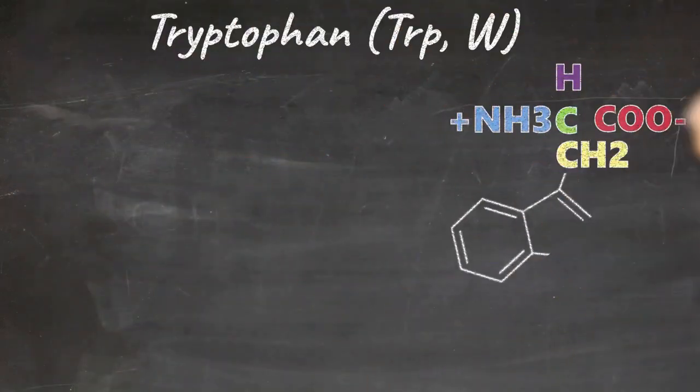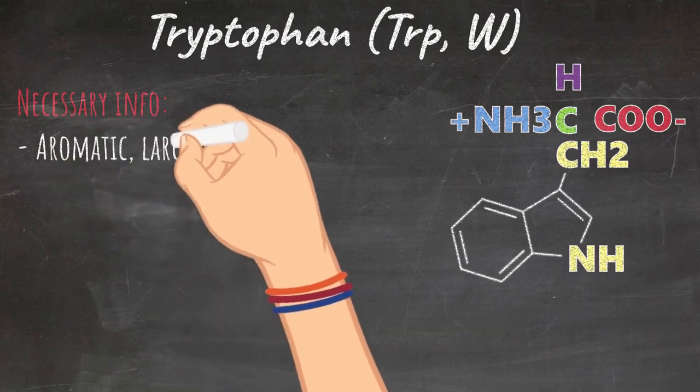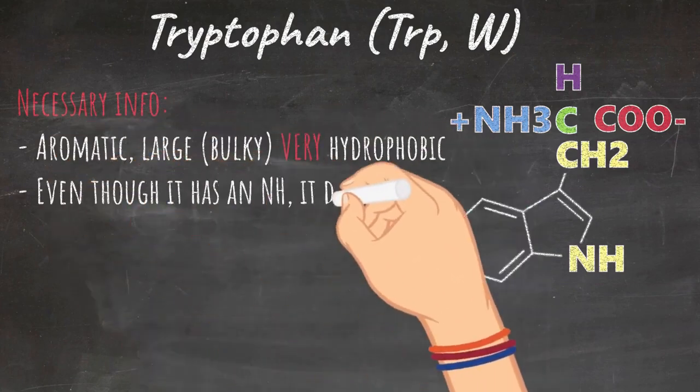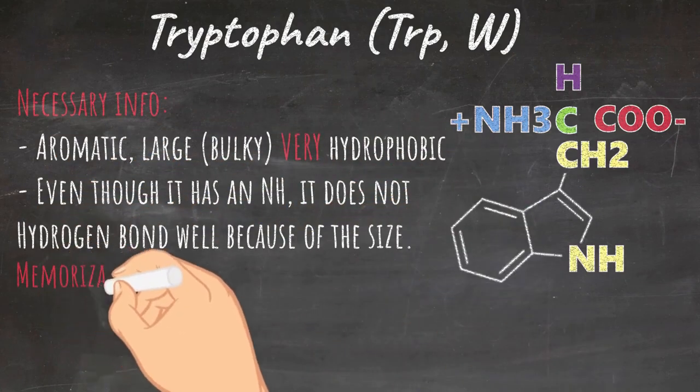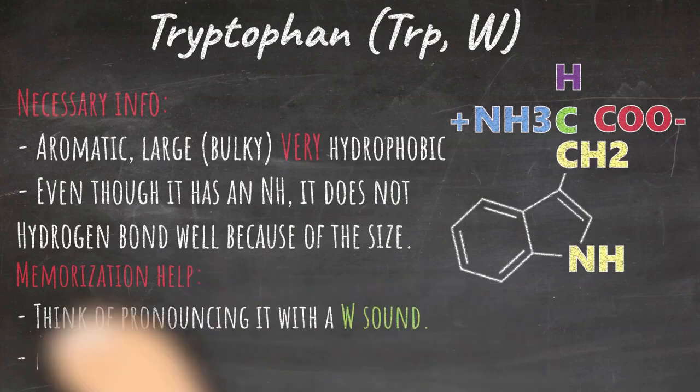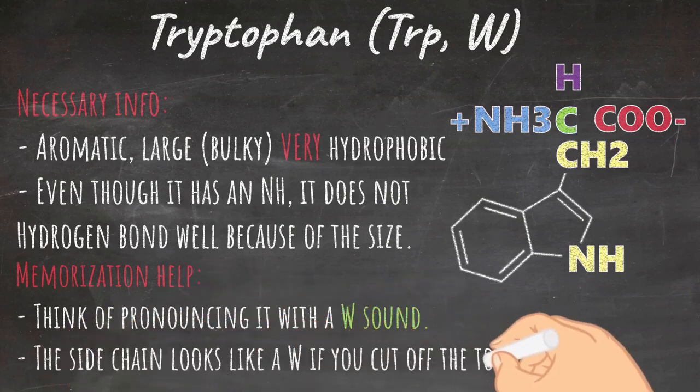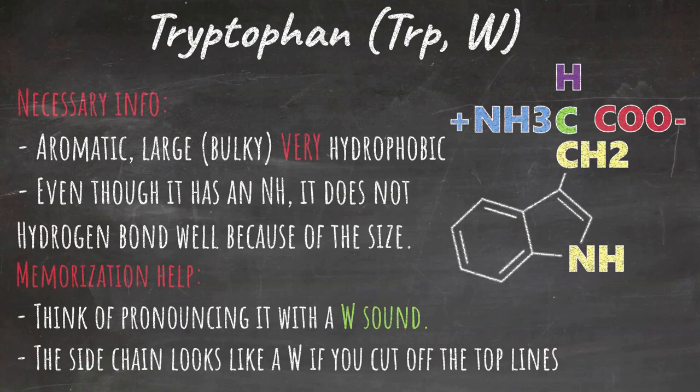Tryptophan is the largest amino acid. It is very hydrophobic because it is so large, and this is all carbon, which is hydrophobic. It does not hydrogen bond well because of its large size. To memorize that, it is represented with a W and also its shape. Think of pronouncing it with a W sound, so tryptophan, as the side chain does look like a W if you cut off the top lines.